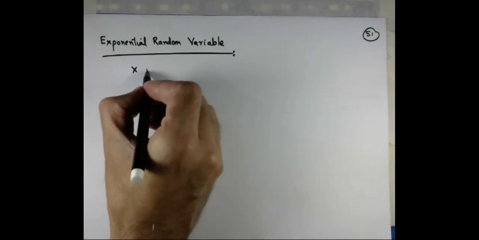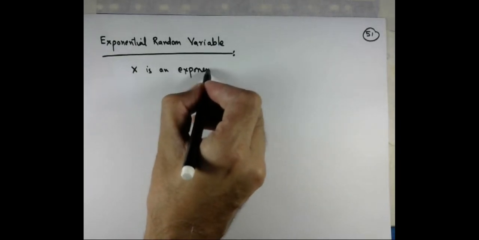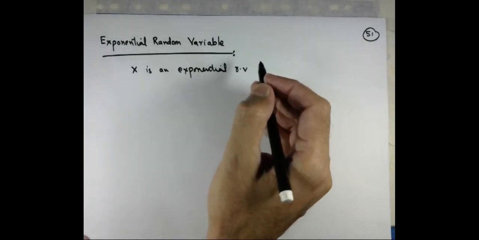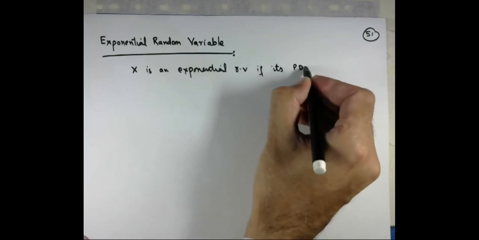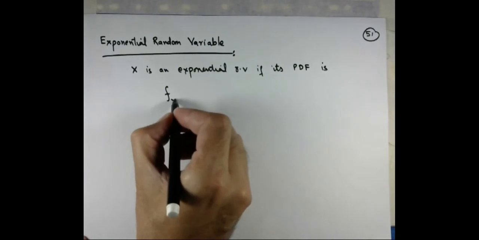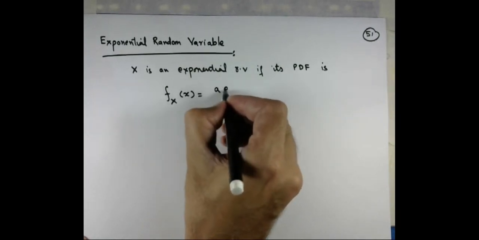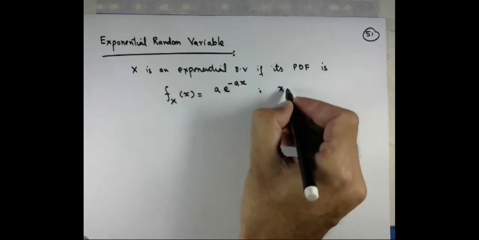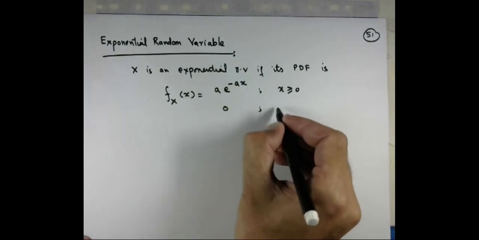So I say X is an exponential random variable if its PDF is f sub X of x, and that is equal to a times e raised to power minus a x, for x greater than or equal to 0, and it is equal to 0 otherwise.